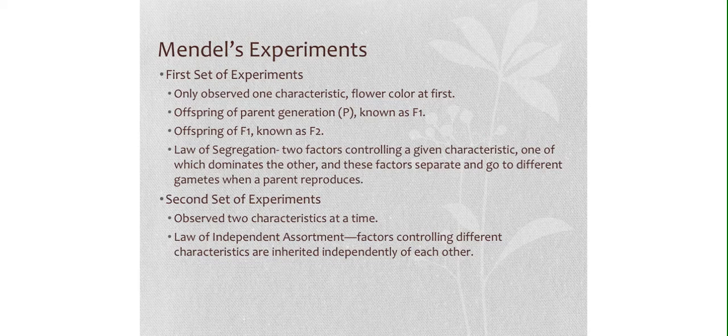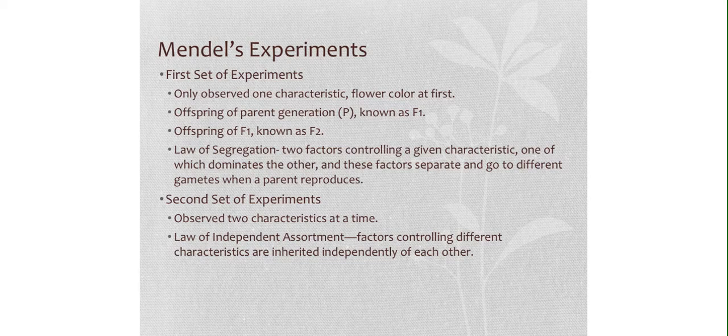And out of that whole experiment, just with that one characteristic, Mendel comes up with this law known as the law of segregation. What this states is that there are 2 factors controlling a given characteristic, one of which dominates the other. And these factors separate and go to different gametes when a parent reproduces. So basically what he's saying is that there are 2 different characteristics. One is dominant to the other, so one will actually show over the other. And that when gametes are formed, they separate and they will go with whichever parent when reproduction occurs.